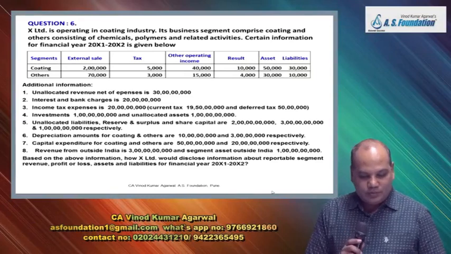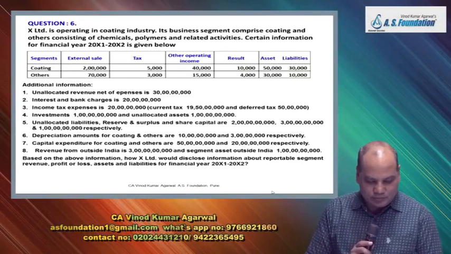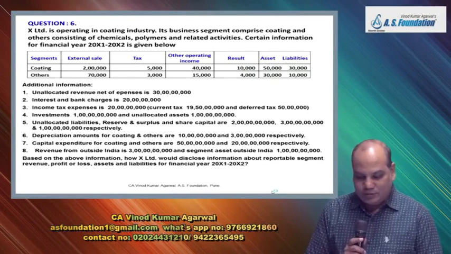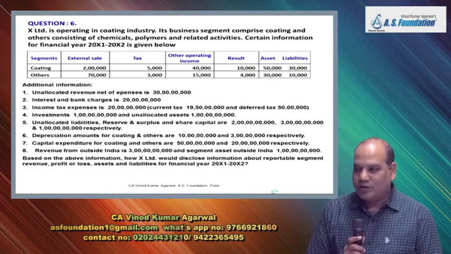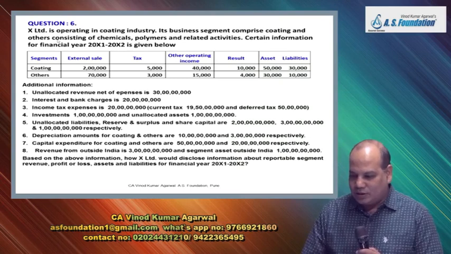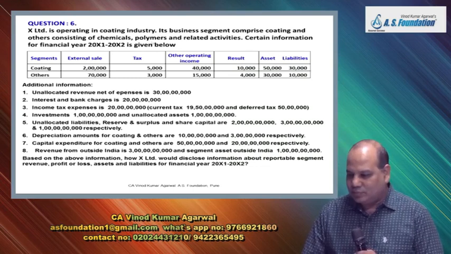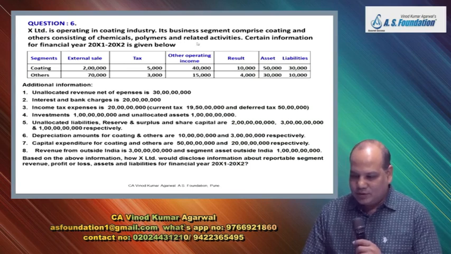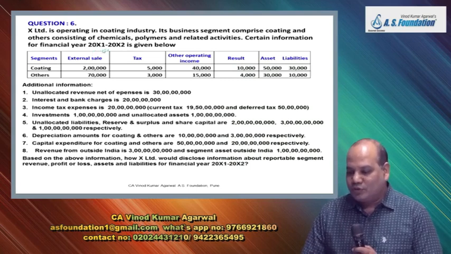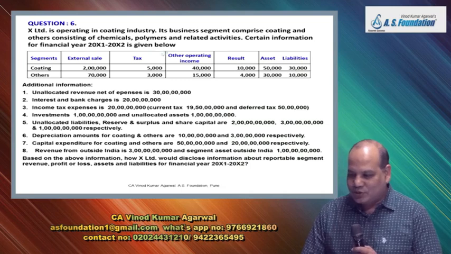Good evening. Please come to this wonderful question in your notes. X Limited is operating in the coating industry. Its business segments comprise coating and others. So two segments, coating and others, consisting of chemical, polymers and related activities. Certain information for financial years 20x1 and 20x2 is given below.